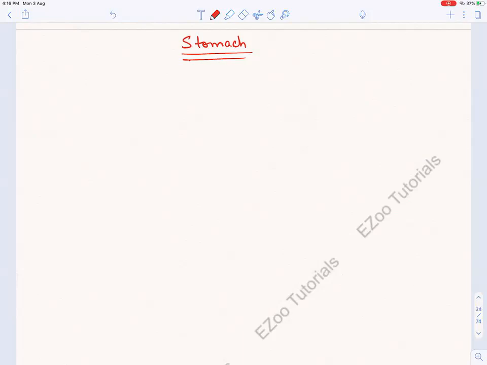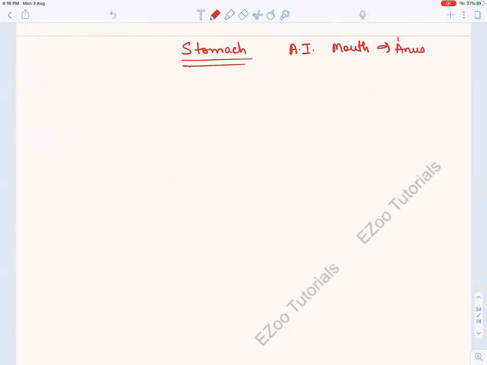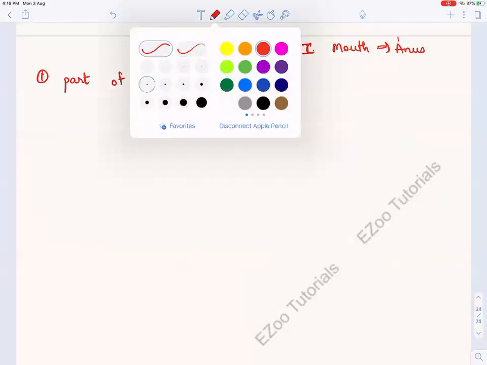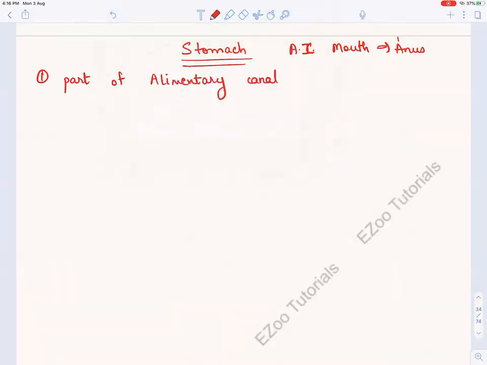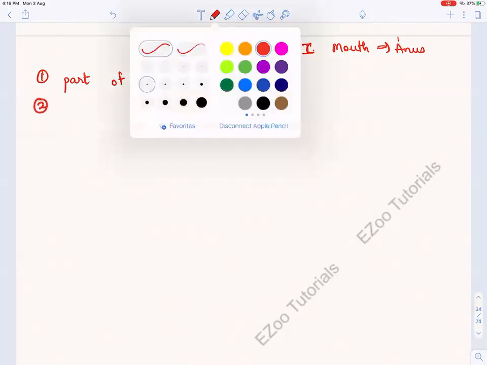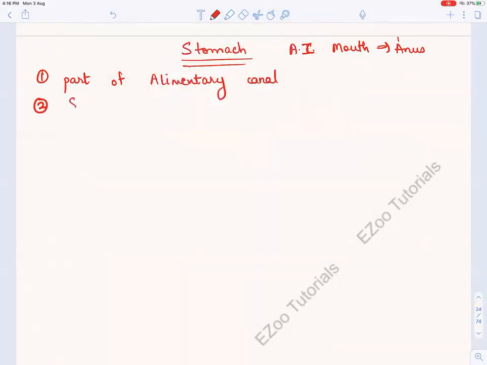What is the stomach? We said that the alimentary canal begins from the mouth and ends at the anus. So the stomach is a part of the alimentary canal, right? And the second thing we can say about it is its shape. It is J shaped. This much you might be knowing.